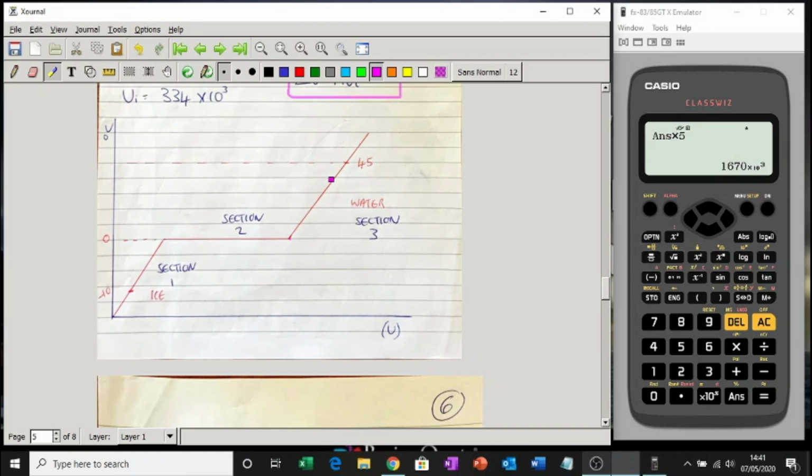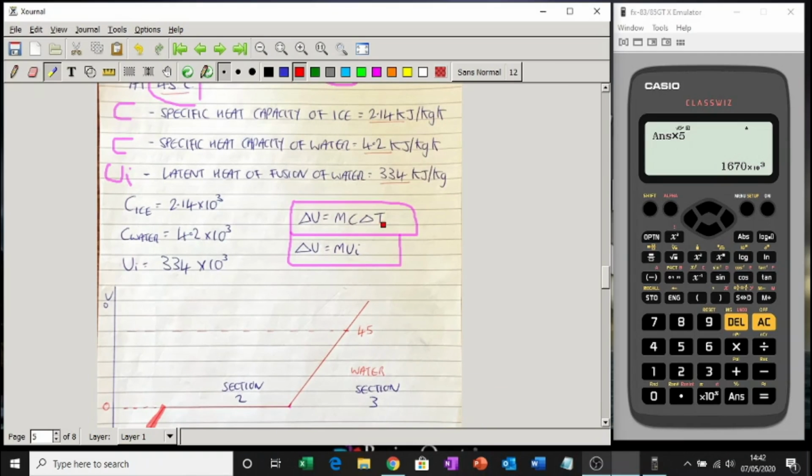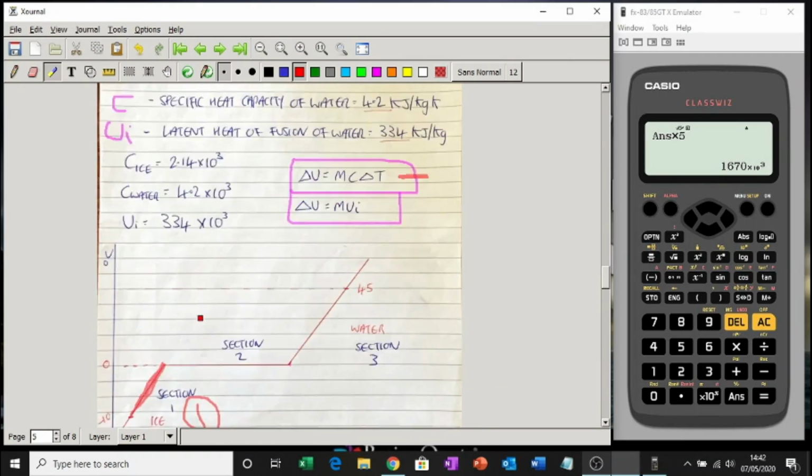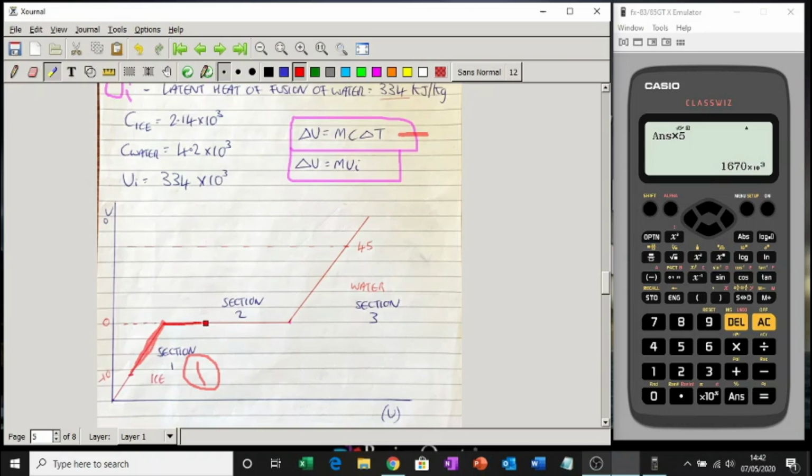So we've got to work out the energy to go, section 1, from up the hill to there. So from -10 to 0. So we'll use this formula here. Then we've got to go from there all the way across to here. So we'll use this formula, because there's no change in temperature, it's just the breaking the bonds bit. So that will be part 2.